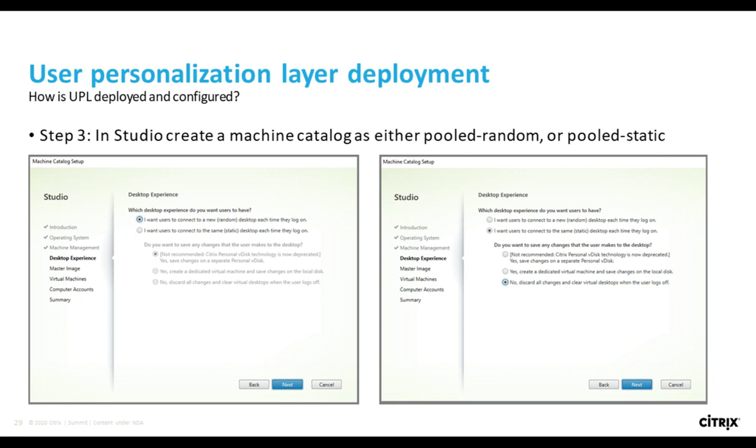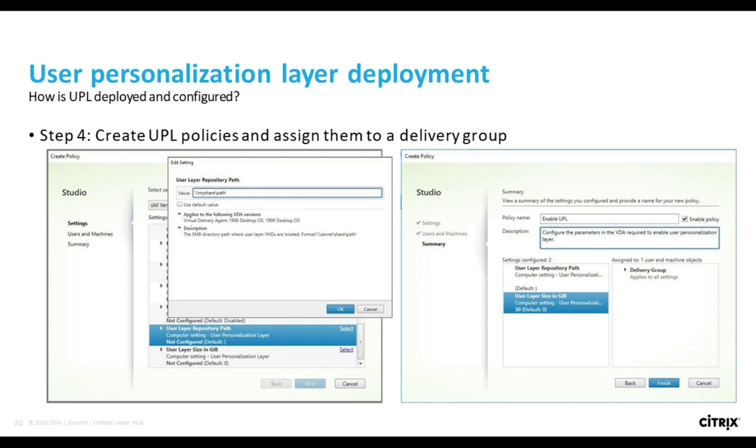Then when you're in Studio creating your catalogs, you'll either be selecting a pooled random or a pooled static catalog. And the important thing to note in this case is if you're deploying as a pooled static, you also need to opt to discard changes because UPL does expect the desktops to reset on logoff. So you want to make sure that you have that option selected.